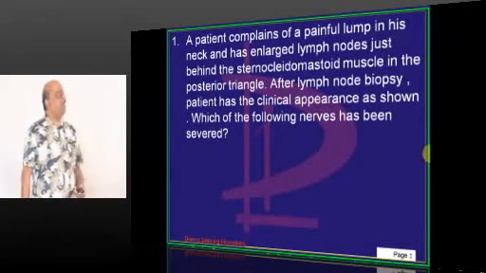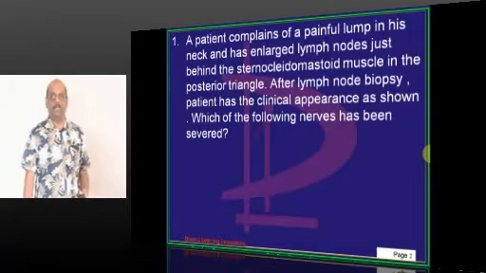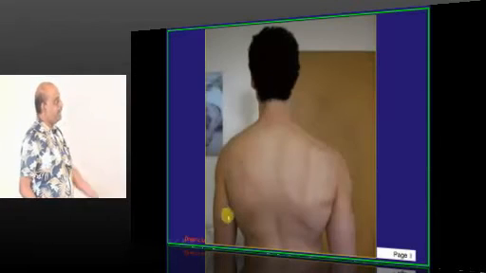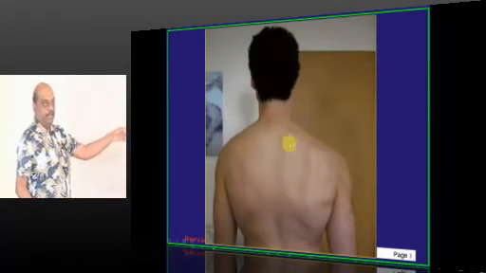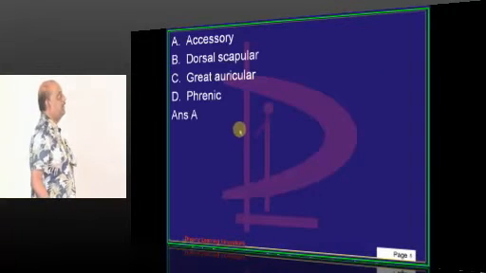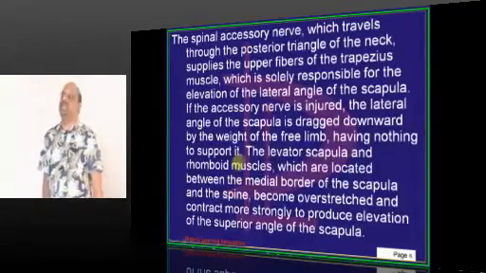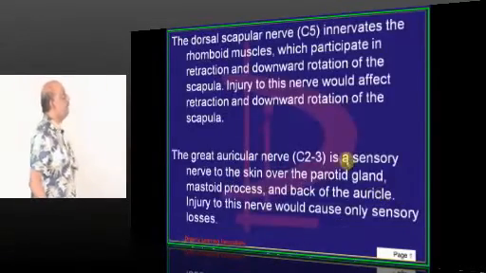A patient has a painful lump in the neck and he has undergone a lymph node biopsy, and after that, what do you find? Winging of the scapula is the classical thing, with the sagging of the shoulder, which is the classical feature whenever the accessory nerve is the one which typically gets injured.